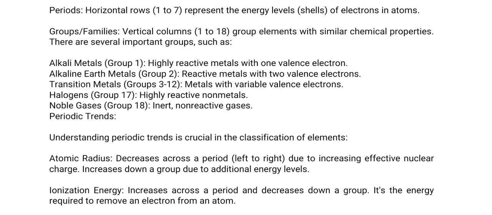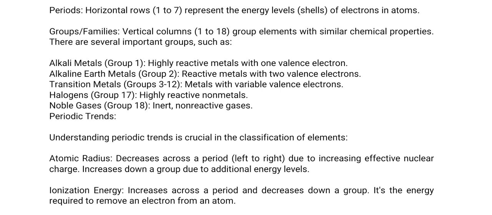Then some aspects related to periodic trends. Understanding periodic trends is crucial in the classification of elements. So, atomic radius decreases across a period, left to right, due to increasing effective nuclear charge. It increases down a group due to additional energy levels.